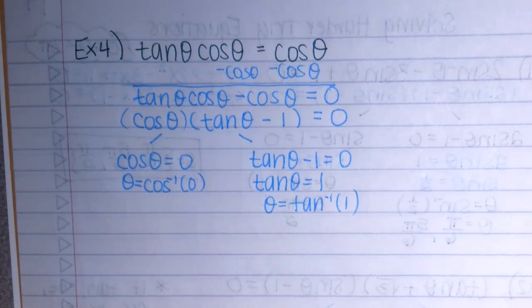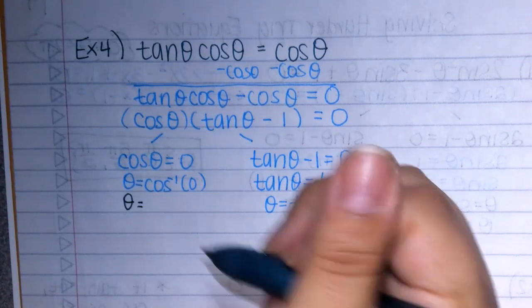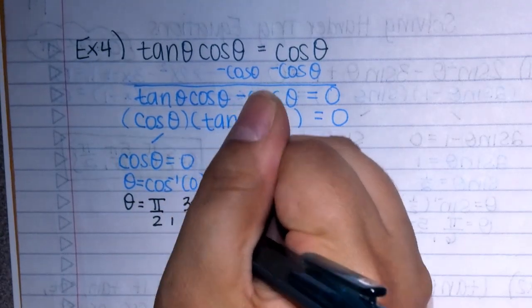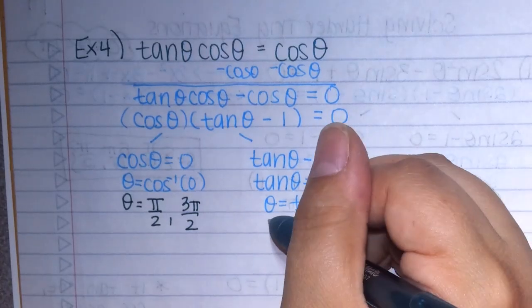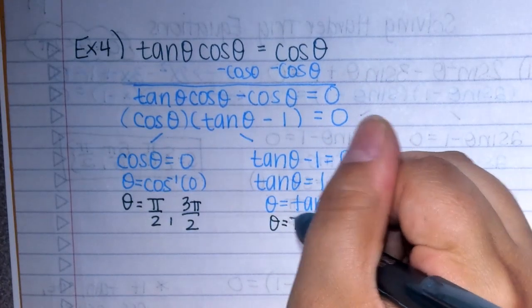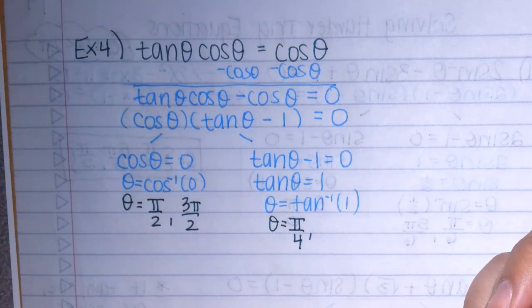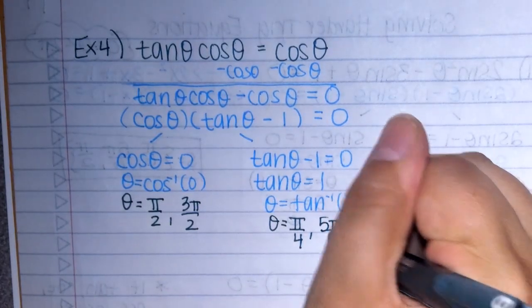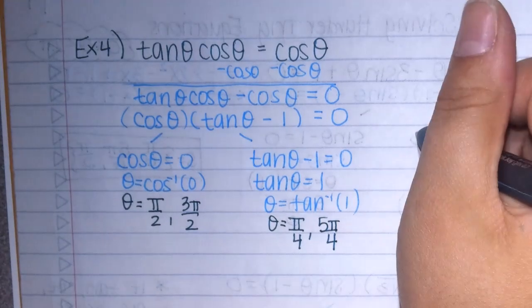Where is cosine 0? Pi over 2 and 3 pi over 2. Where's tangent 1? What quadrant is tangent positive? Quadrant 3 and 1, so 5 pi over 4. What are my solutions?